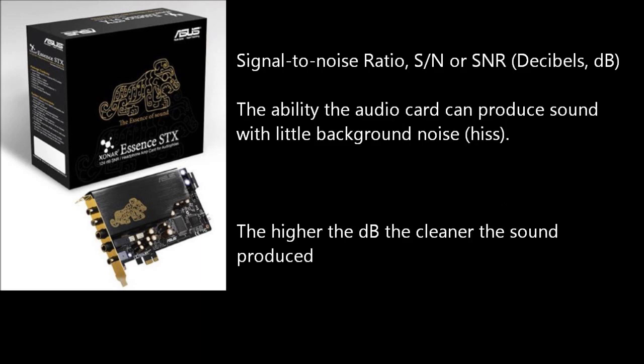Another thing to look for is signal to noise ratio. Now, this is abbreviated with SNR, or S/N. This is also an important feature to consider. This is listed and measured in decibels. That an audio card can produce sound with little background noise, which is the hissing noise that you hear, such as those in cassette tapes. The higher the decibel, the cleaner the sound is produced.